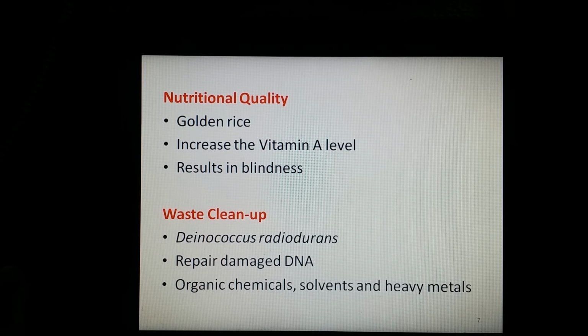And vitamin A is an important component for the eyes, you know it very well, and if vitamin A deficiency occurs in the body, it may result in blindness. So in order to increase vitamin A, genes were inserted in the rice genome, and this work has allowed scientists to reduce the rate of blindness in the world by giving genetically modified rice to people. So this is how the nutritional quality of our food is being increased.